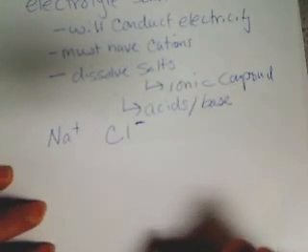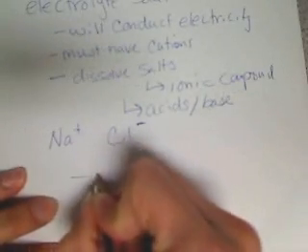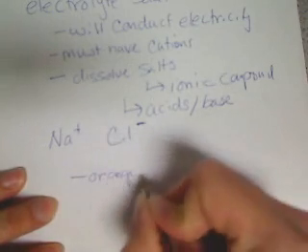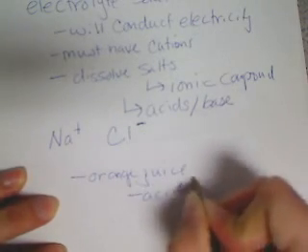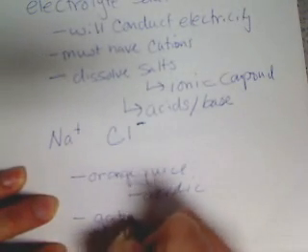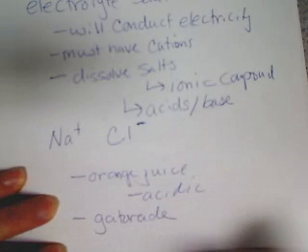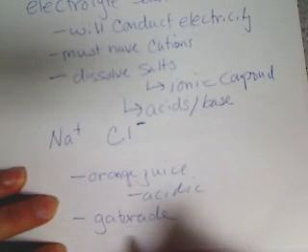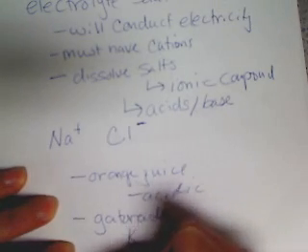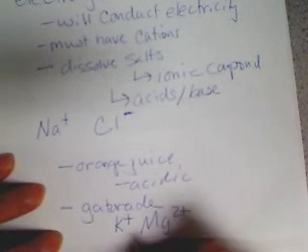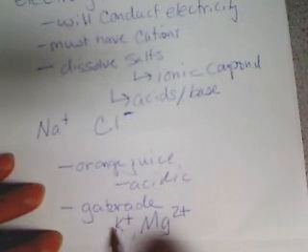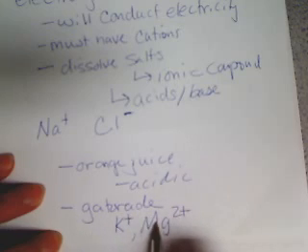A couple of examples that you will know of solutions that will conduct electricity: anything that has acids or bases, something like orange juice. Orange juice will conduct electricity because it's acidic. Gatorade will conduct electricity. Lemons, limes, all of that stuff. If you look at the back of Gatorade, it's going to tell you it has potassium, magnesium, and other ions, and these ions allow the electrons to flow in the solution.